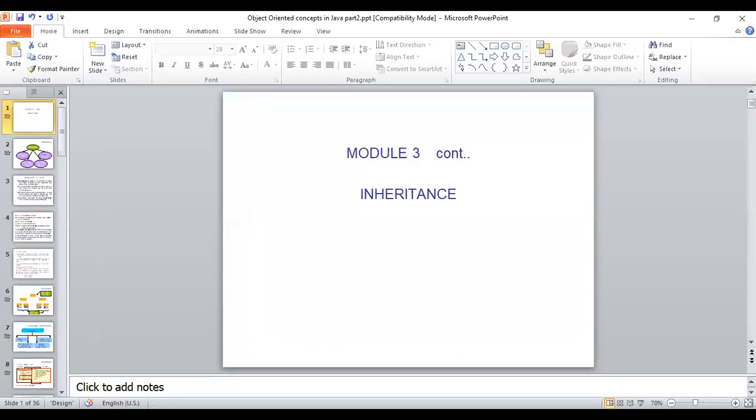So, the continuation. Module 3 continuation. We have seen about the classes in the previous part. Next, we are going to see the inheritance concept. You know, this is one of the OOP features of Java as well as C++. Inheritance is one of the OOP features.